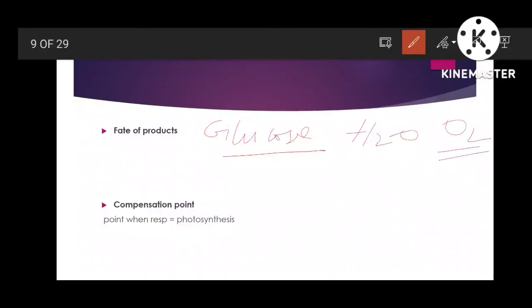Light reaction is a reaction which requires light, that is, it is necessary for the light reaction that light is present, whereas the dark reaction is the one which does not require light. It can occur in the absence of light, but it needs the products which are produced in the light reaction, and those products are ATP and NADPH. These two products are produced in the light reaction and are required for the production of this glucose by the dark reaction, right? So these are basically the fate of products of photosynthesis.